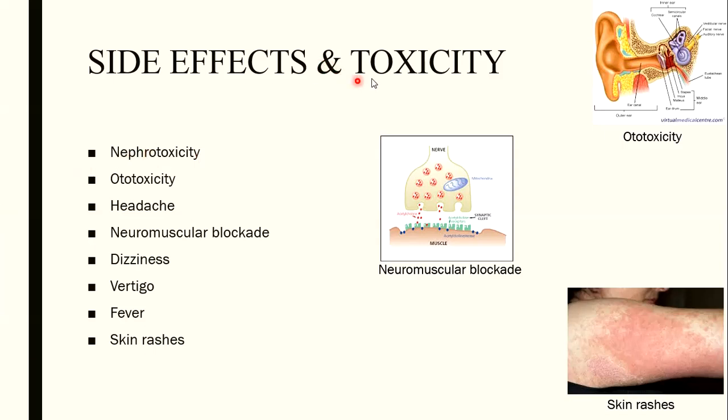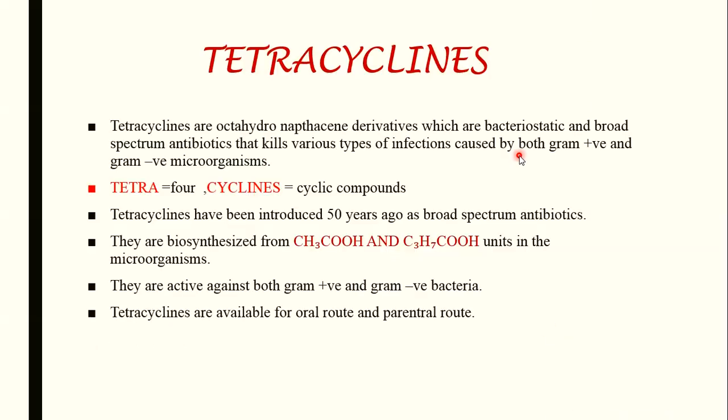We'll see the side effects and toxicity of aminoglycosides. After long-term use of aminoglycosides, various side effects and toxicity reactions can be observed in patients. The various side effects are nephrotoxicity, toxicity effects in the nephrons, ototoxicity, toxicity effects in the ear, headache, neuromuscular blockade, dizziness, vertigo, fever and skin rashes.